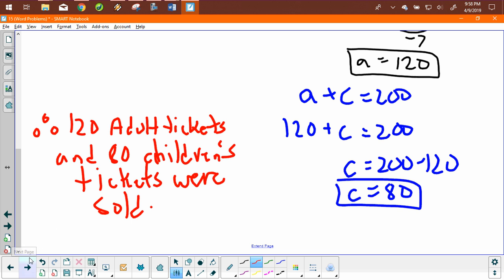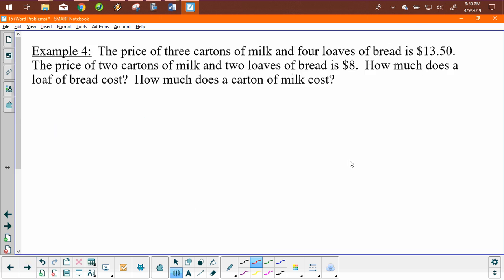Okay. I appreciate your patience, and we just got one more, and we are done. Okay, the price of 3 cartons of milk and 4 loaves of bread is $13.50. So the price of 2 cartons of milk and 2 loaves of bread is $8. How much does a loaf of bread cost? How much does a carton of milk cost?